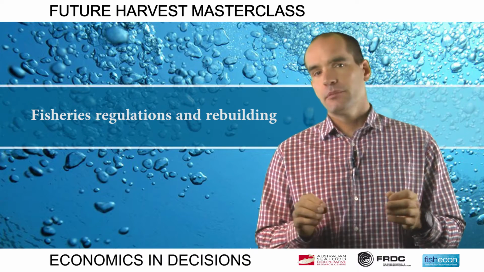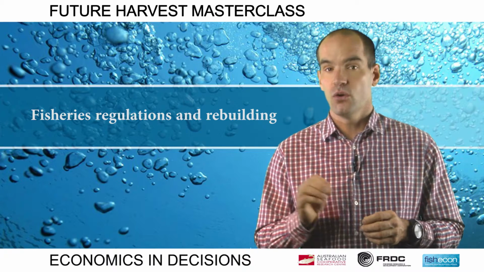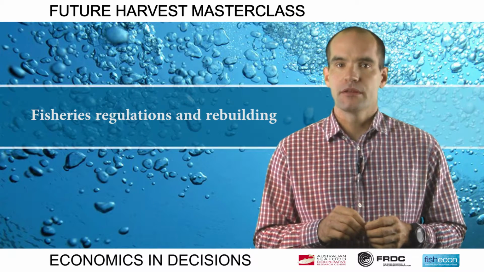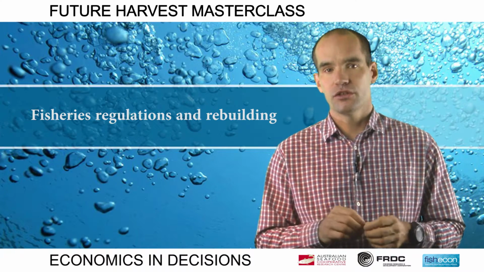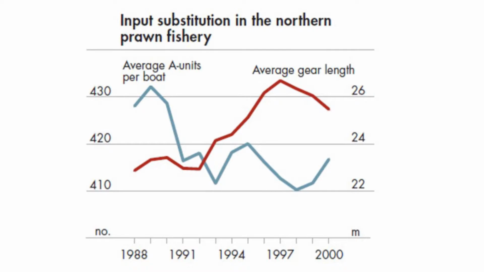For example, early attempts to control catch by restricting the use of fishing inputs, or effort, led to effort creep as fishers substituted uncontrolled inputs for controlled inputs. In this example, limits on vessel A units, a measure of hull capacity and engine power, led to substitution toward unregulated gear, head rope length. We can tell that this must be an inefficient substitution, since fishers would have chosen this combination of inputs before the regulation if it had been more cost effective.